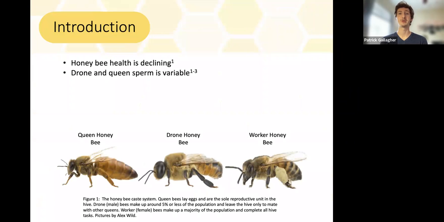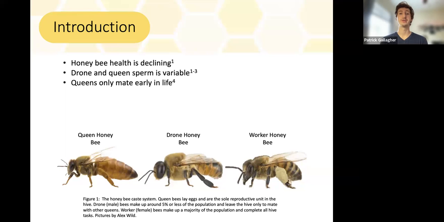Drones create all of their sperm during their development at the beginning of their life. The queens are the sole reproductive unit in the hive, and they will be laying all of the eggs. And finally, the worker honeybees, which are the female honeybees, do all of the hive tasks. It has also been recently found out that drone sperm storage is highly variable with no known cause.